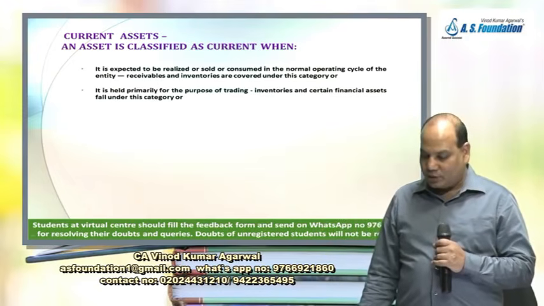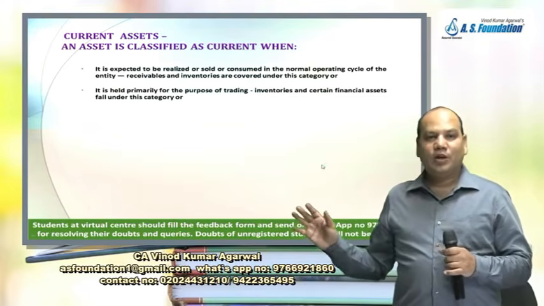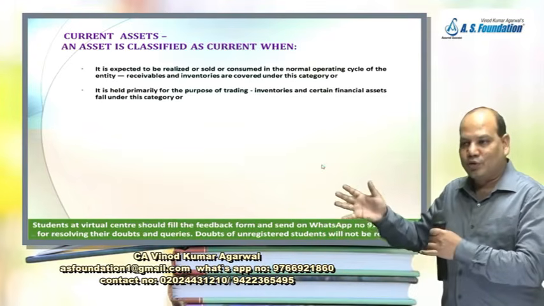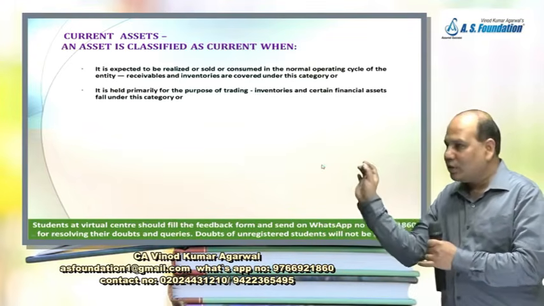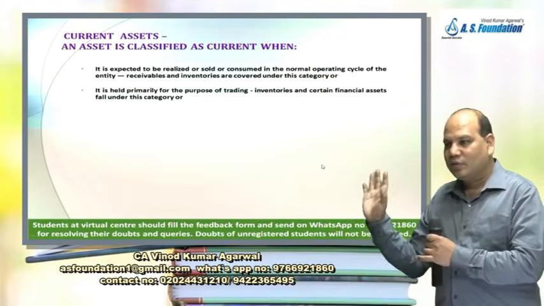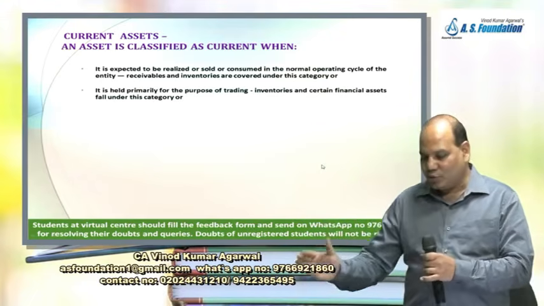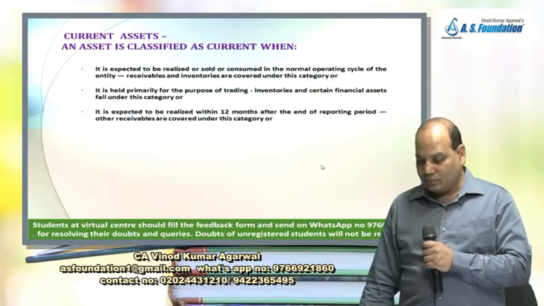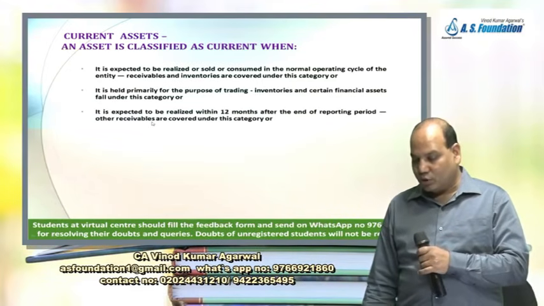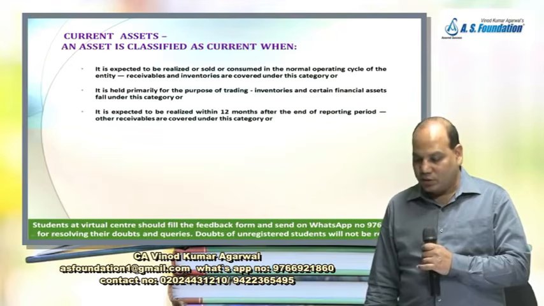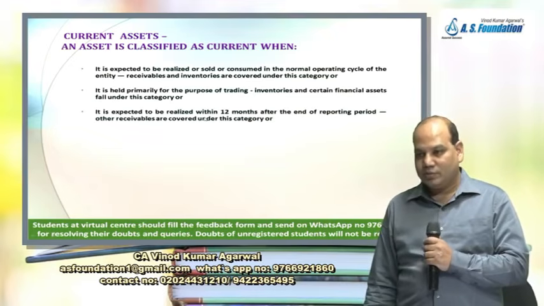For example, inventories. Once you have kept the inventory in your office, in your showroom, and you have written it for sale, it is current. Now it may be sold after 15 months also. And this is what normally we mean by current asset. It is expected to be realized within 12 months.